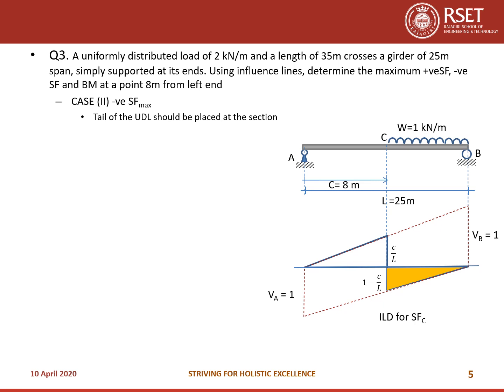So half into base is nothing but 25 minus 8, which is how much? 17, into altitude. Altitude is 1 minus C by L. So half into L minus C, by 2 into 1 minus C by L, which is (L minus C) the whole squared by 2L, which you will get as 11.56 kilonewtons.